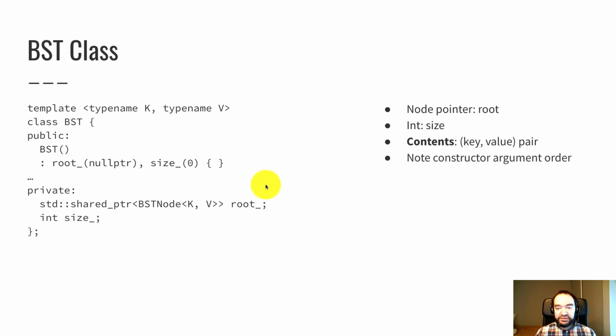And I guess note the constructor argument order. The default constructor doesn't need any arguments at all. It just sets up the tree as empty. So by default, the tree is empty. So root points at null and the size is 0.